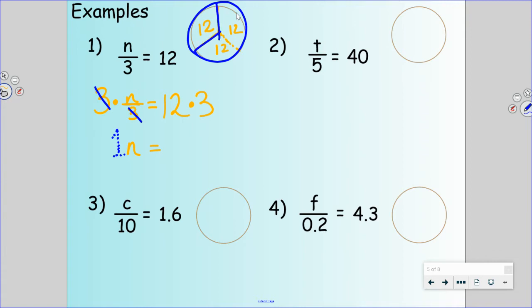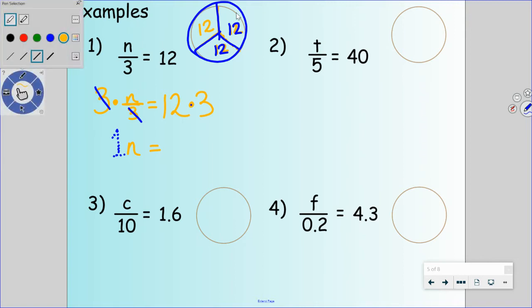So we're going to need 12, and that's the same size. We're going to need 12 here. That would be the 3 12s. And so we can see that 12 times 3 is 36. There's our solution. Let's go ahead and check it.